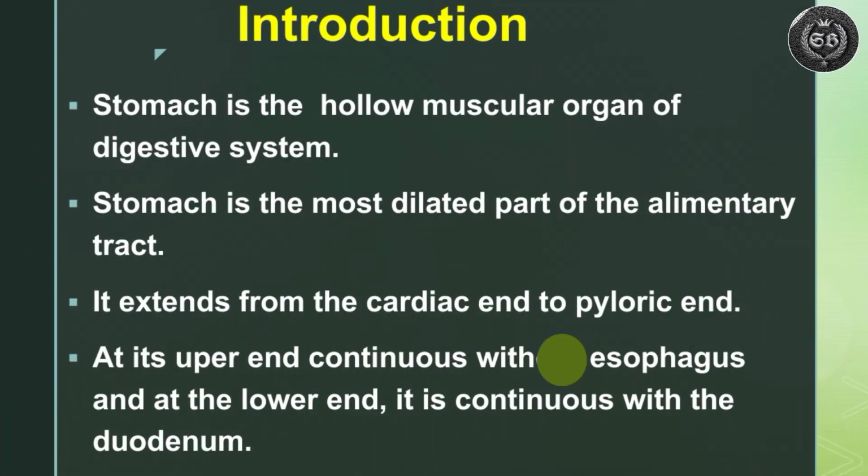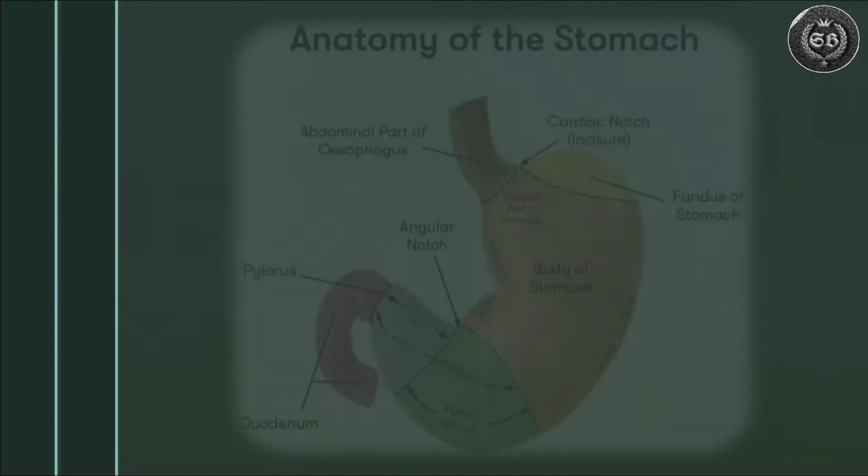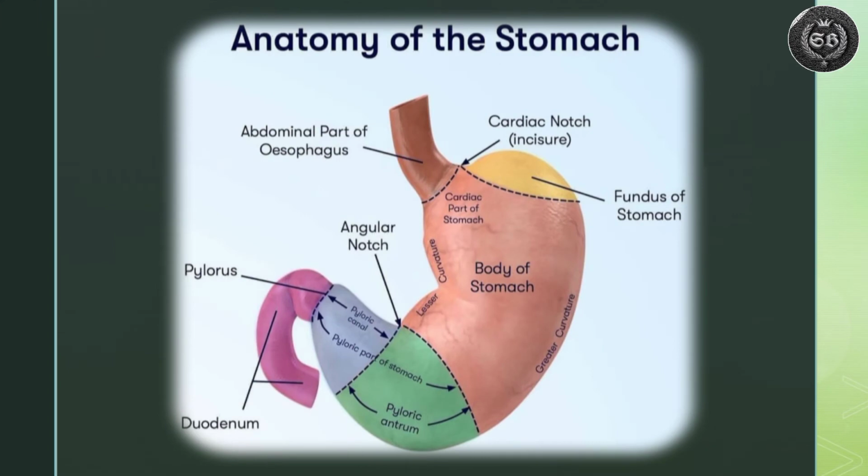Now, introduction. Stomach is the hollow muscular organ of the digestive system. Stomach is the most dilated part of the alimentary tract. It extends from the cardiac end to the pyloric end. At its upper end it is continuous with the esophagus and at the lower end it is continuous with the duodenum. In this diagram you can see the upper end is continuous with the esophagus and the lower end is continuous with the duodenum.